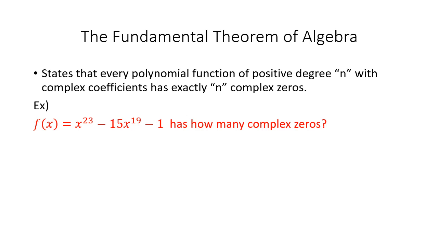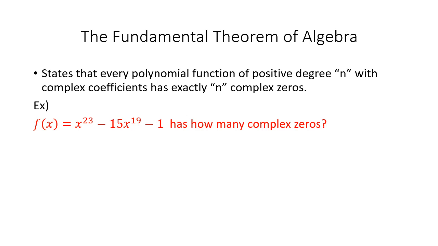And when it says complex zeros, that's a combination of all of the zeros. So that includes real zeros, it includes rational real zeros, it includes irrational real zeros, and it includes non-real zeros. So the total number of solutions to a function is equal to the degree, the highest degree term.